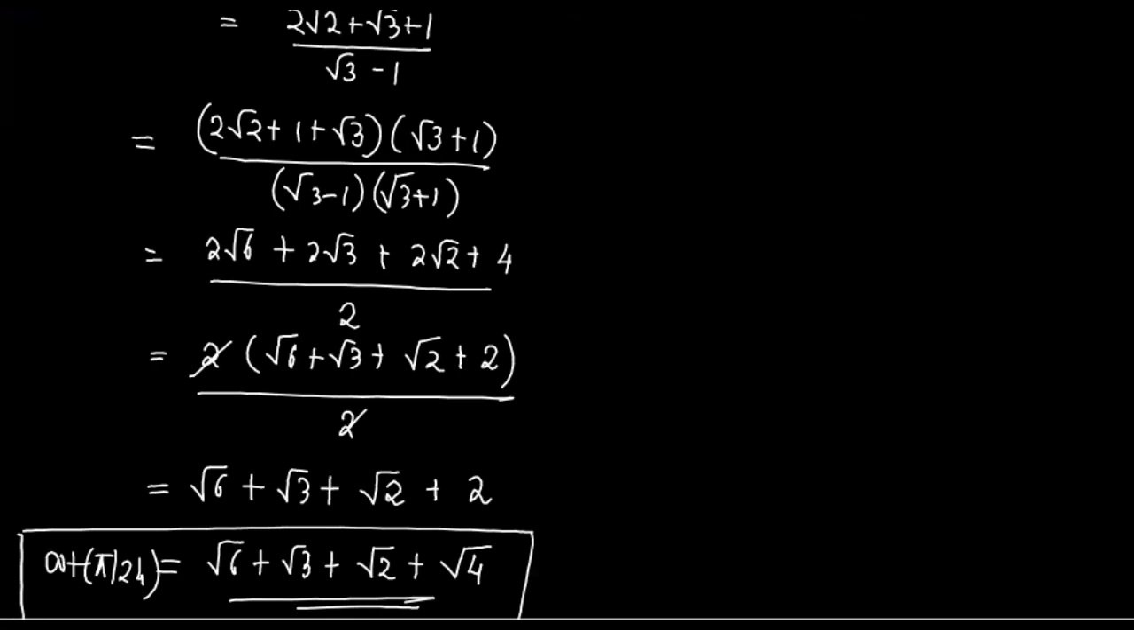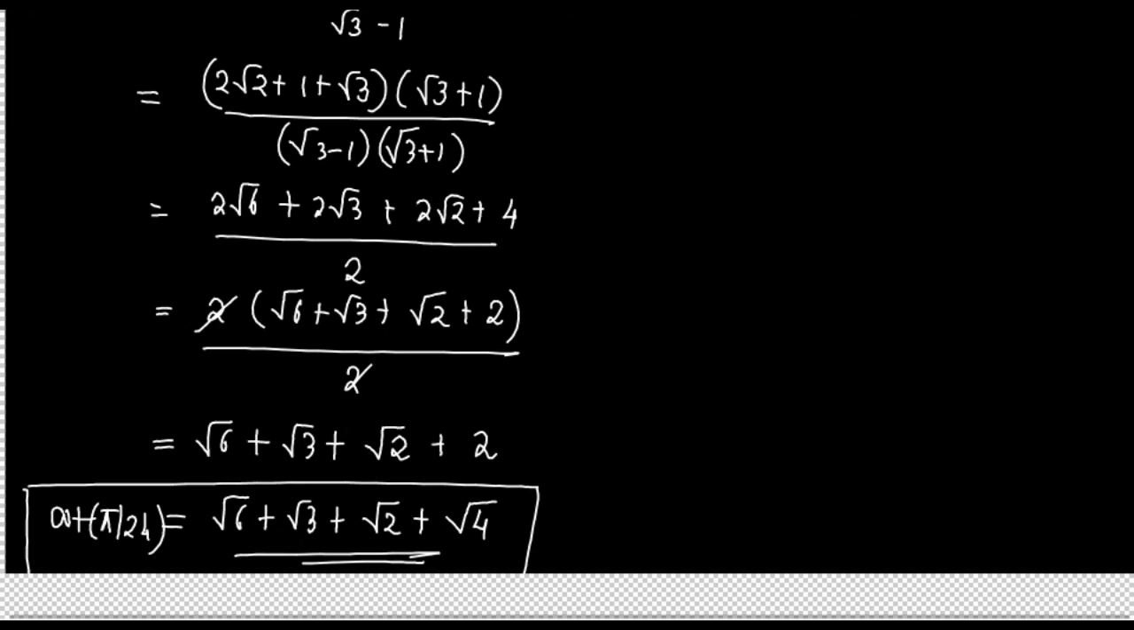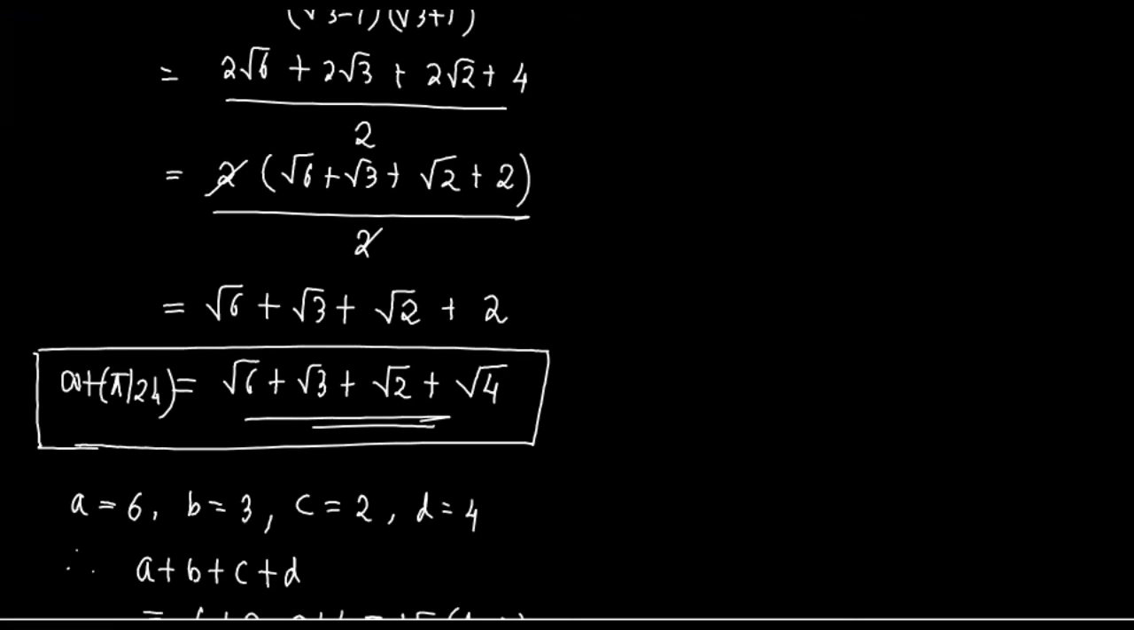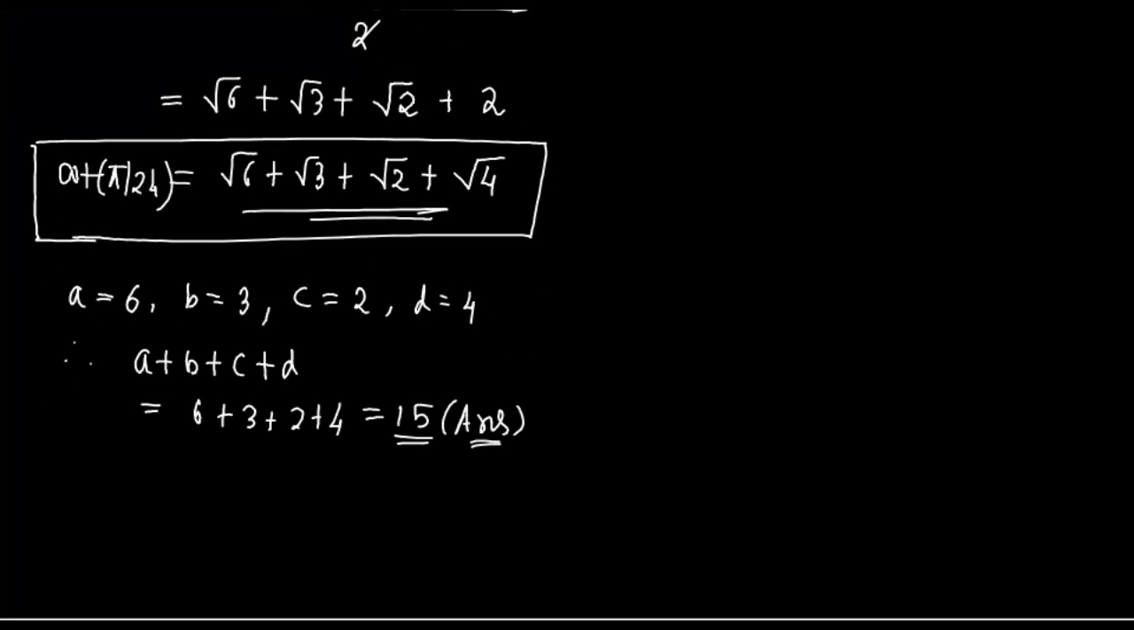root 2 plus 2, which 2 can be written as root 4. So by comparing root a plus root b plus root c plus root d with root 6 plus root 3 plus root 2 plus root 4, we get a equal to 6, b equal to 3, c equal to 2, and d equal to 4. So what is the value of a plus b plus c plus d? It is 6 plus 3 plus 2 plus 4, which comes out to be 15. So this is the required answer.